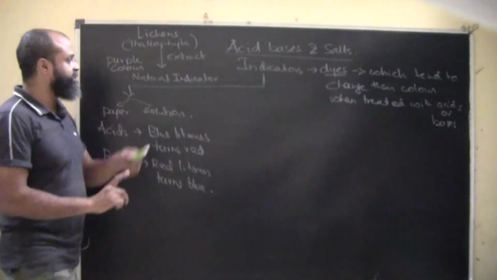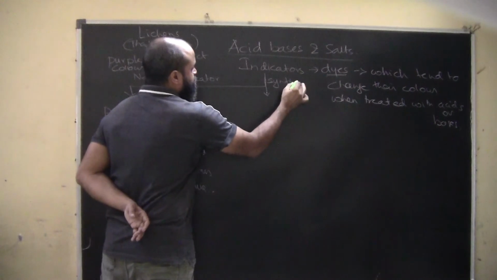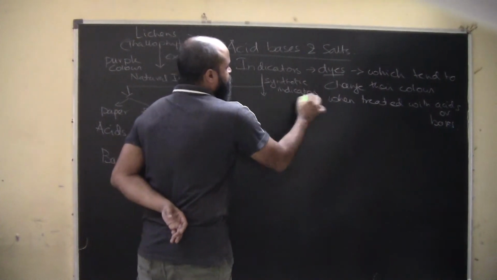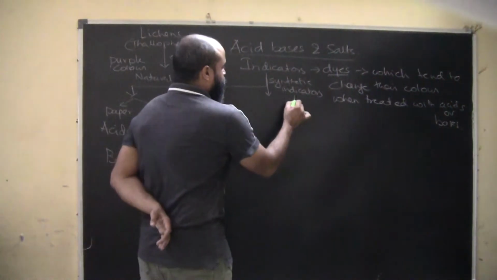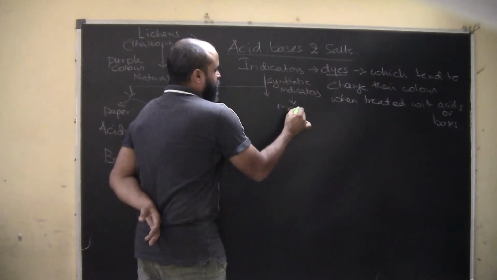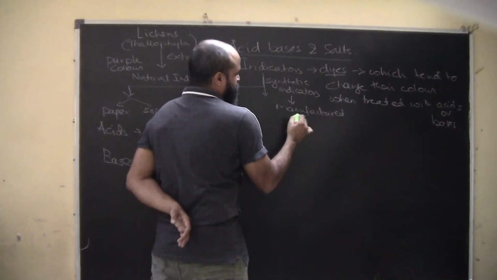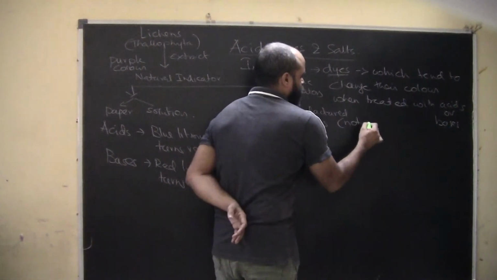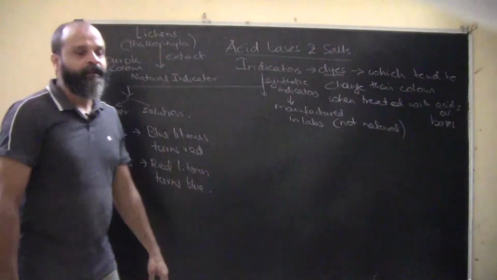Now what other indicators do we have? Okay, now we will talk about synthetic indicators. What do we mean by synthetic indicators? Synthetic indicators are basically indicators which are not natural, okay. They are not natural products, they are manufactured in labs, okay.